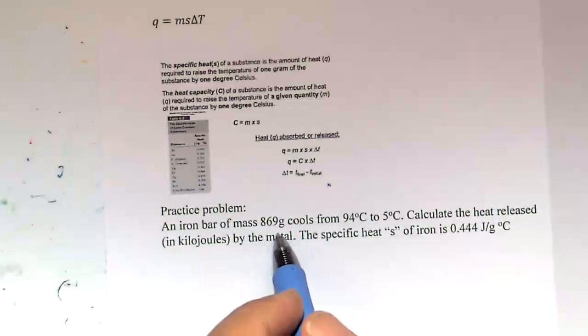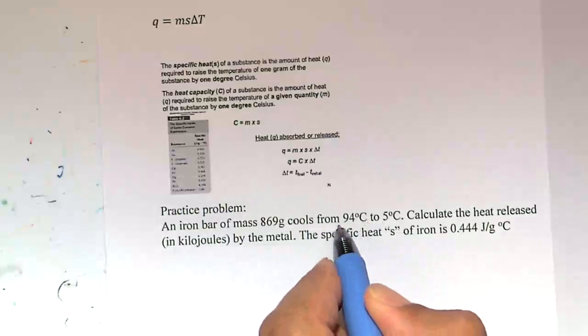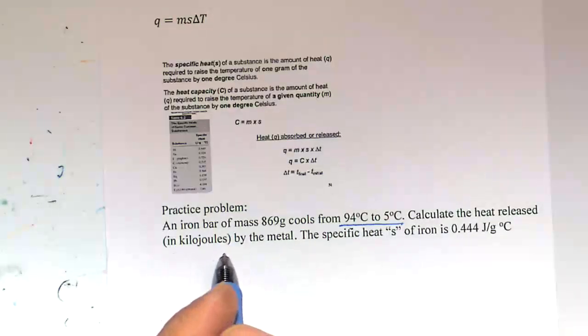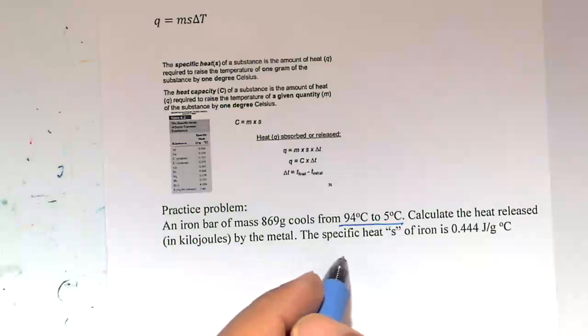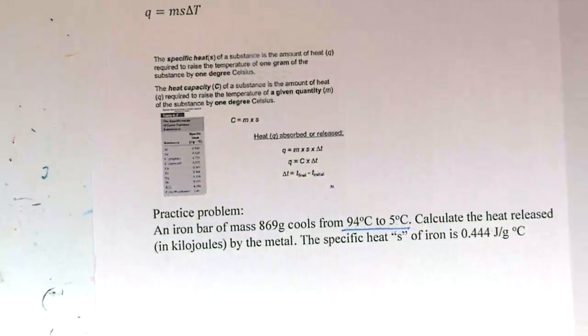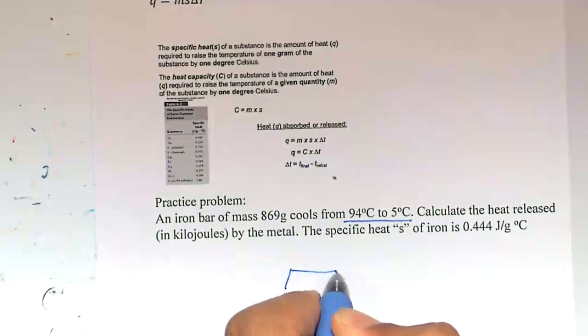So an iron bar of mass 869 grams cools from 94 degrees to 5 degrees C. Calculate the heat released in kilojoules by the metal. The specific heat S of iron is 0.444 joules over grams degrees C. Okay, so we have an iron bar.